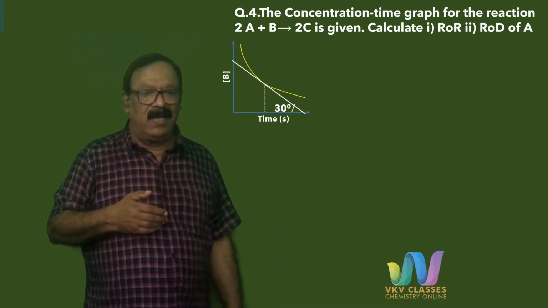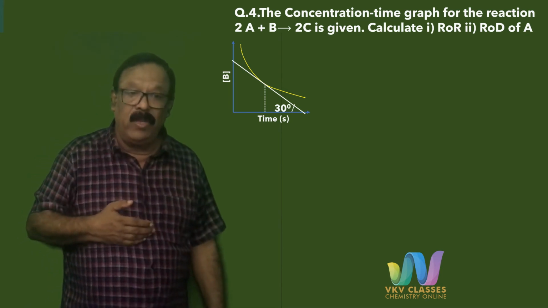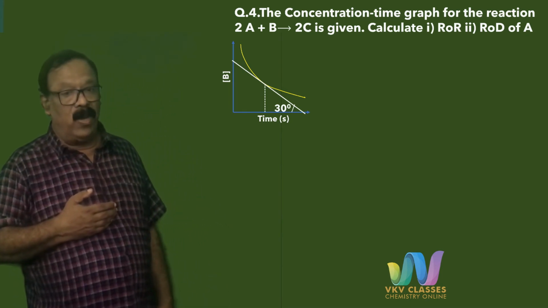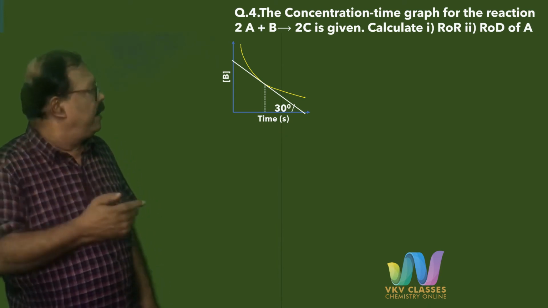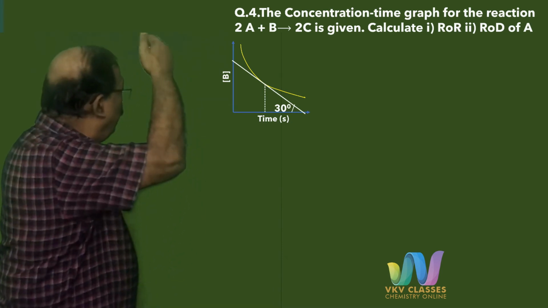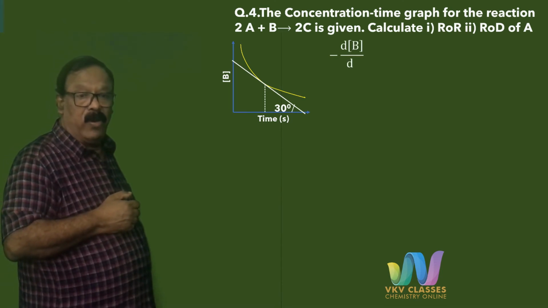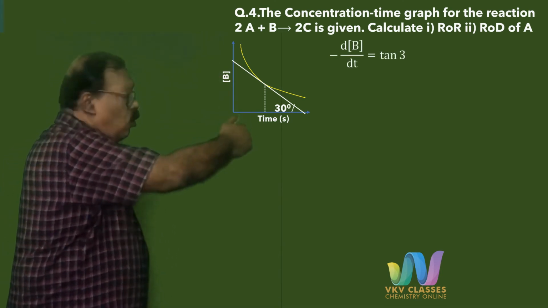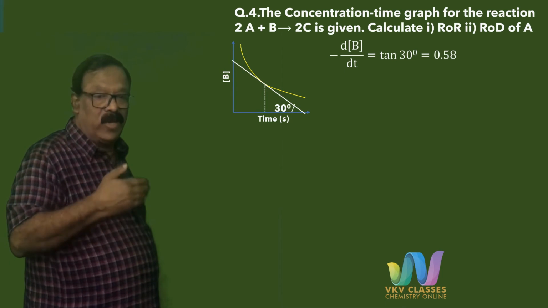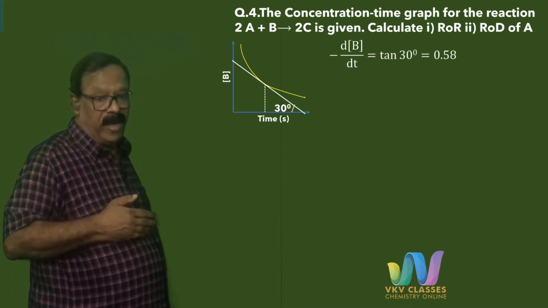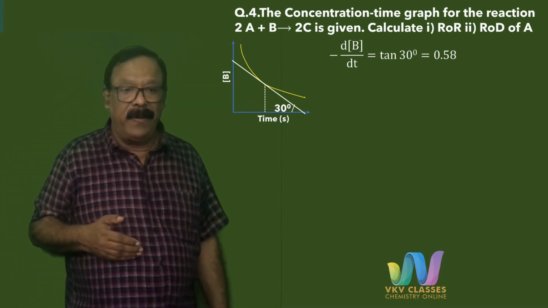See this graph. The concentration time graph for the reaction 2A plus B giving 2C is given there. We are asked to calculate the ROR, rate of reaction, and the rate of disappearance of A. In the graph, on the y-axis, we are given the rate of disappearance of B. Okay. Now, how will you find out the rate of disappearance of B? You have to find the slope. What is slope? Tan theta. Theta is given as 30 degrees. So tan 30 is 0.58. So 0.58 is the rate of disappearance of B.